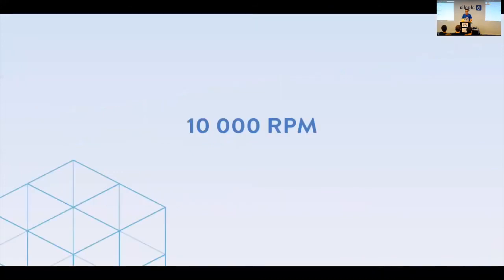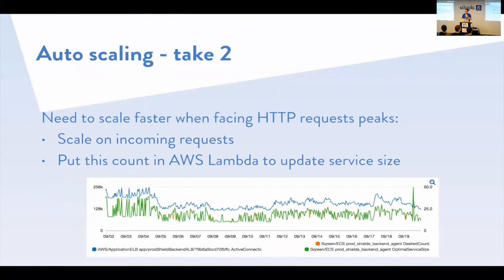Then we went to 10K RPM, so it's a bit more. We had auto scaling, take 2. We needed to scale faster when HTTP requests are peaking, each time a big customer is rolling out its production. So we read the number of incoming requests from the AWS load balancers and put it into Lambda, where an algorithm, a formula, is computed and updates the number of desired services. So we are able to scale our cluster using that, all right?